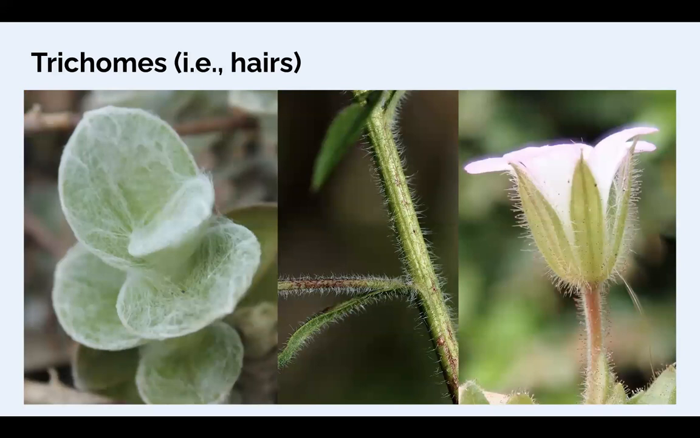Another feature of the epidermis is that some of these epidermal cells can grow out into hairs. The fancy name for plant hairs is trichomes. And they're put together a lot differently than animal hairs. So the hairs on your head and arms are not alive. They're not made out of cells. They're just a protein excretion from your body.